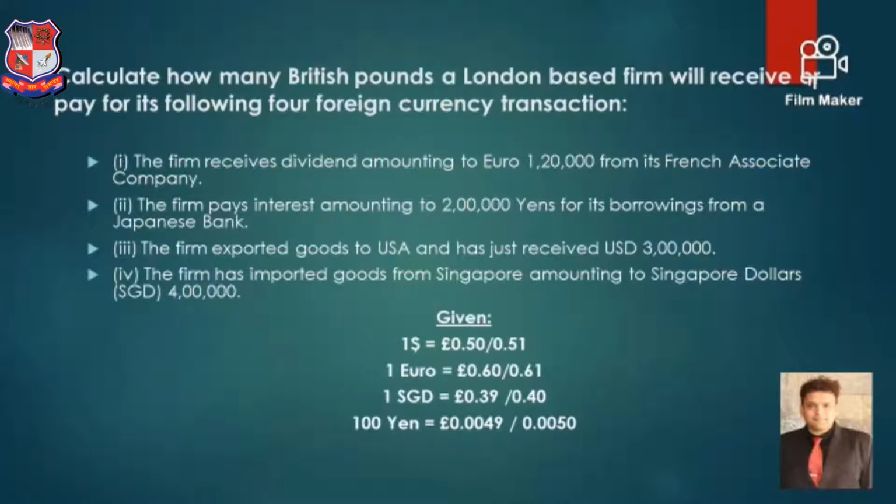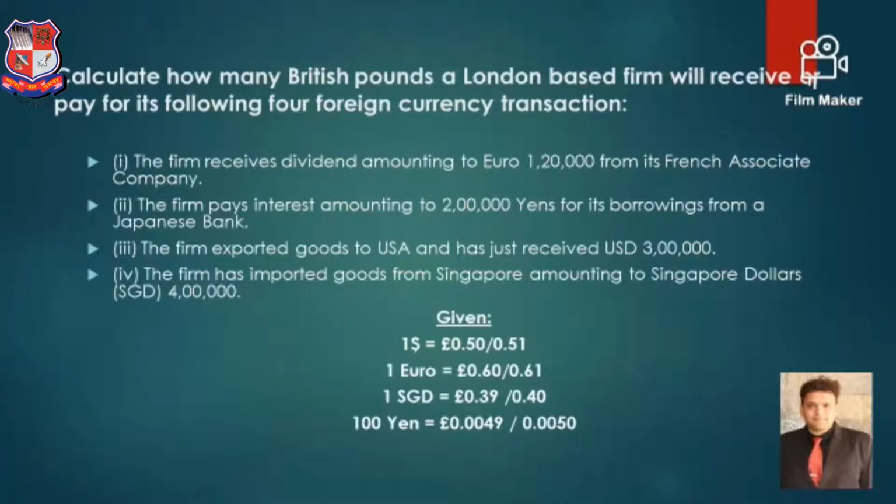So if you are writing this question on a separate page, or if you copy this in a separate form, you keep it in your hand, and in the next slide you can tally the answer. So let me explain the sum first. Calculate how many British pounds a London based firm will receive or pay for the following.